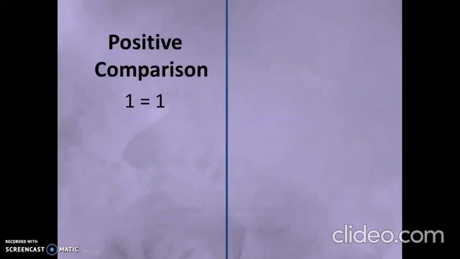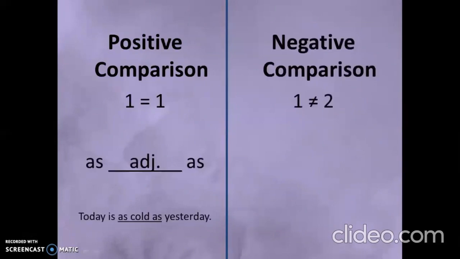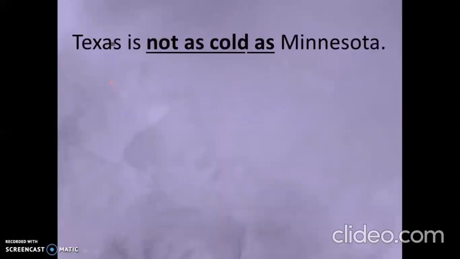Now, if I take a look at these two types of comparisons, I've got my positive comparison using as, adjective, as, such as in my example, today is as cold as yesterday. I also have my negative comparison using not as, adjective, as, such as in my example, Texas is not as cold as Minnesota.